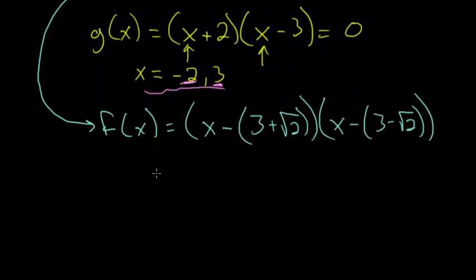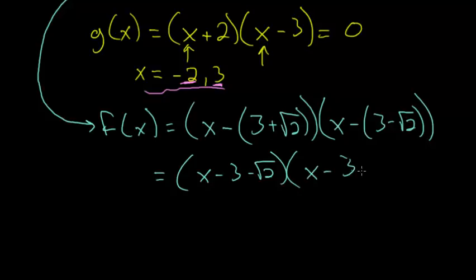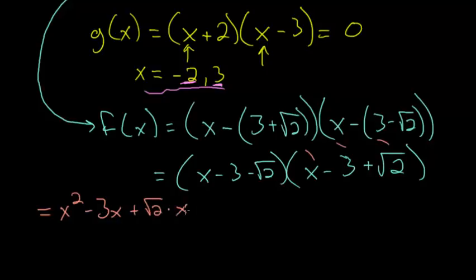So let's first simplify. So we have x minus 3 minus root 2 times x minus 3 plus root 2. So we have to multiply these two trinomials together. And doing that, this x would multiply into all three of these terms in the trinomial. So we have x squared minus 3x plus the square root of 2 times x. And then now the minus 3 will multiply into all three of these.